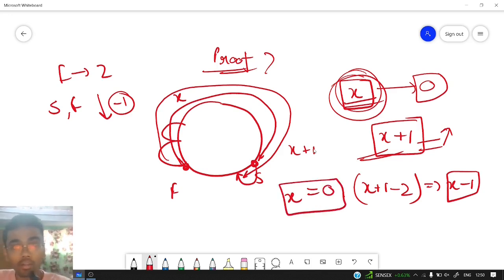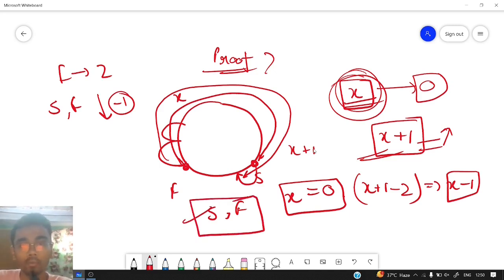And what does that mean? If x is 0, that means there is no distance between the fast pointer and slow pointer. And if there is no distance between them, that means both are pointing at the same node. So this is the proof. There is a big mathematical derivation also given, but this is the simplified version of it. So I hope you understood this proof. So this is the approach that we will use.